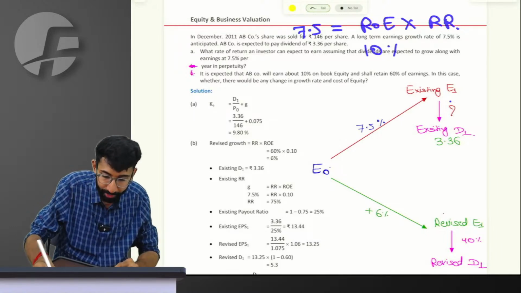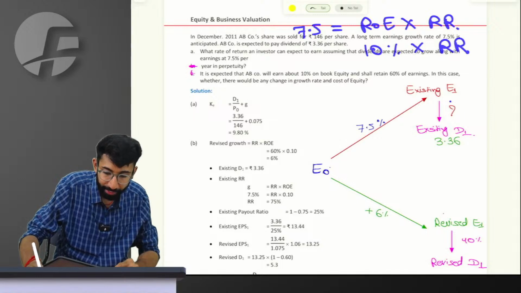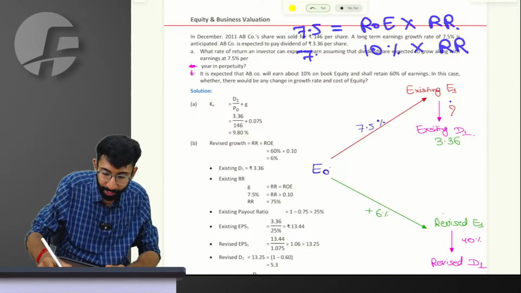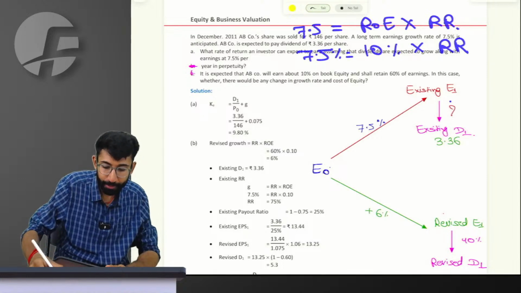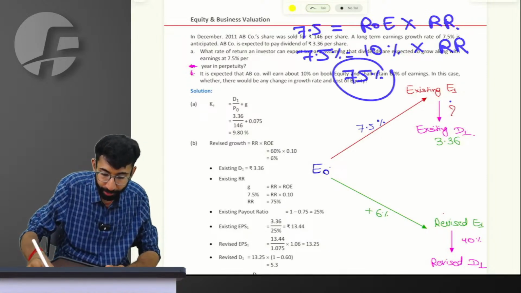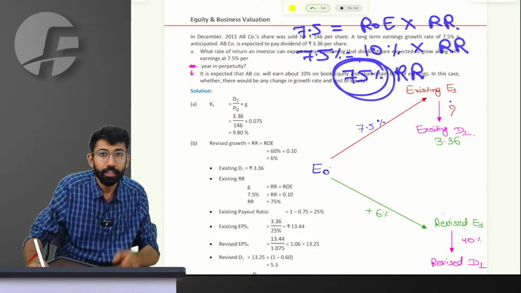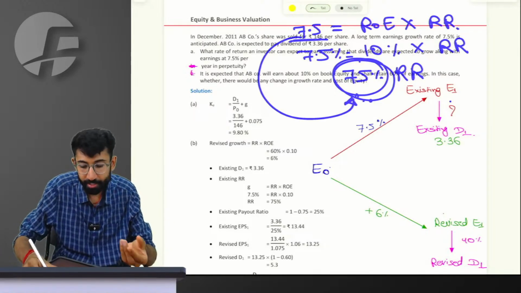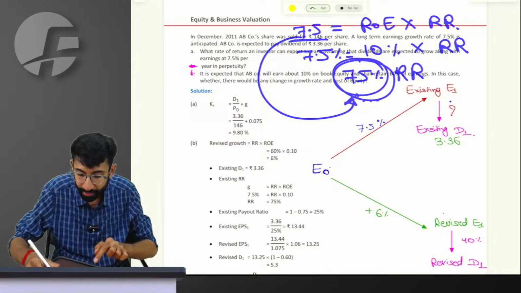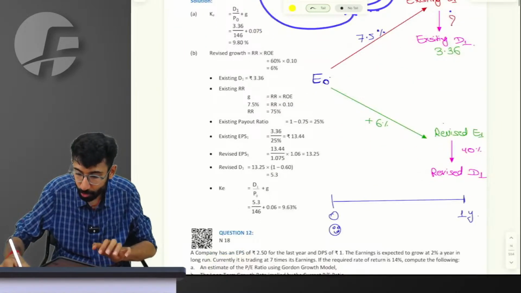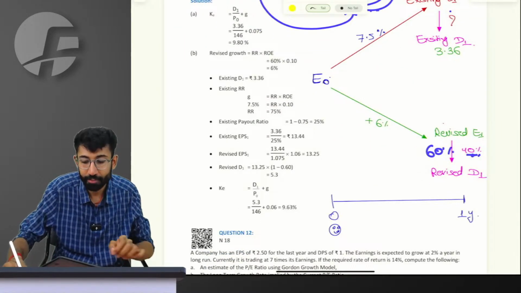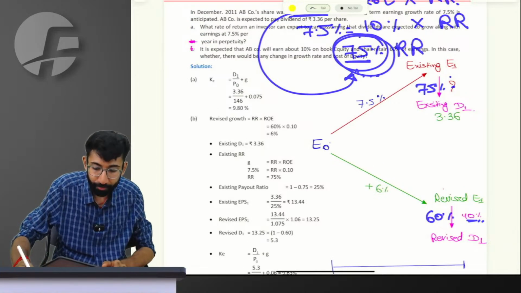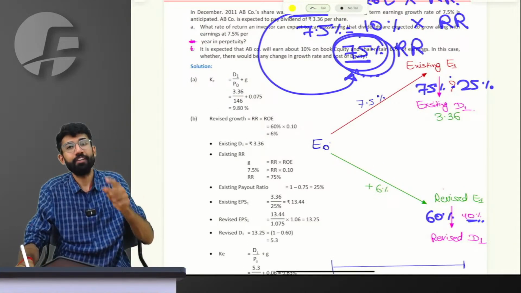If my ROE is 10%, then can you back calculate the retention ratio? Obviously, 7.5% divided by 10% gives you a 75% retention ratio. Which means, see, existing growth rate is based on existing retention ratio. So obviously, from 75%, the retention ratio will change to 60%, which is why payout is 40% now. Right now, if retention ratio is 75%, it means the payout ratio is 25%.